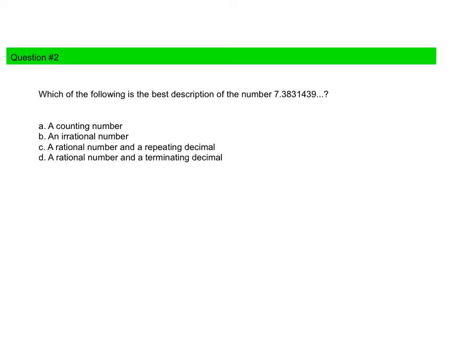Question number 2 says, which of the following is the best description of the number 7.3831439... So the one thing you really need to pay attention to here is the ellipsis. That means it's going on, and we don't know what comes next because there's no line over top, right? So this goes on forever, and we cannot predict what's going to come next. That makes it an irrational number. So this is irrational. Okay? And it's unending. We also call this non-terminating.